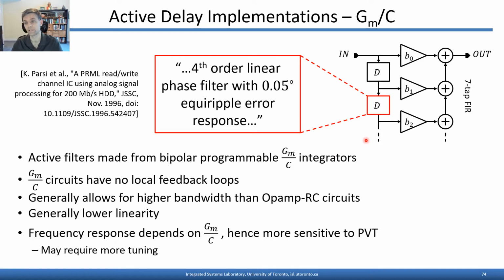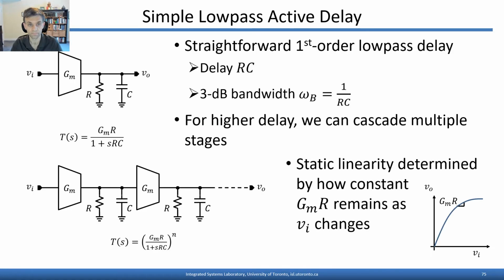Tuning is going to be required anyway. Active circuits are relatively easily tuned, and we've got the adaptive tap weights of this FIR filter anyway to compensate for some of the non-idealities. So here are some examples of the simplest form of GMC delay circuits we can imagine.